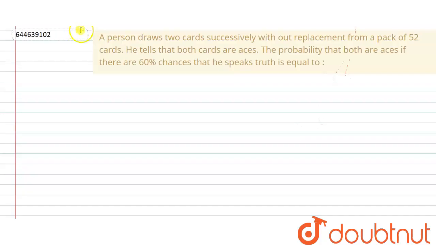The question is, a person draws two cards without replacement from a pack of 52 cards. He tells that both the cards are aces. The probability that both are aces, if there are 60% chances that he speaks truth, is equal to.